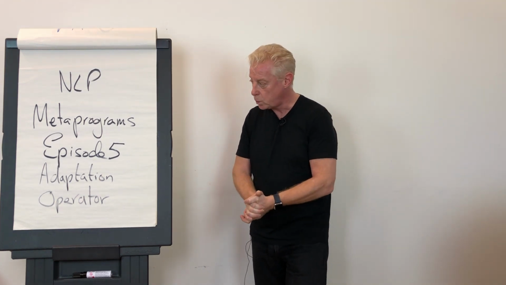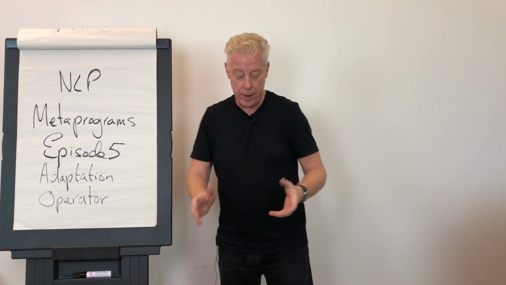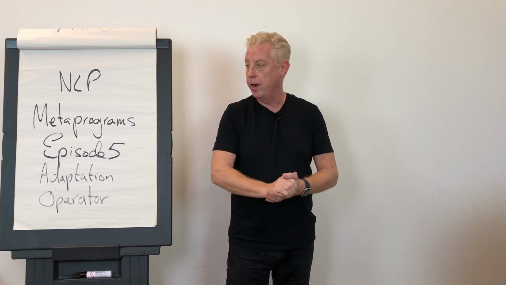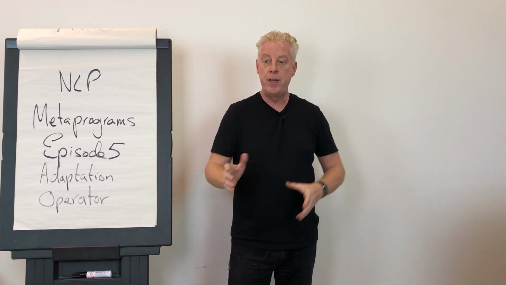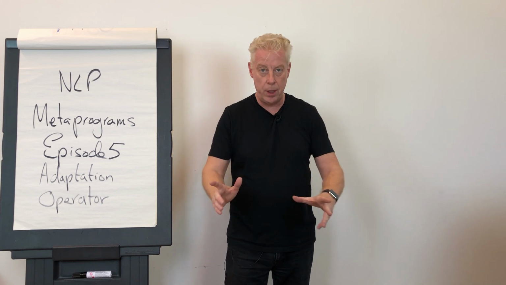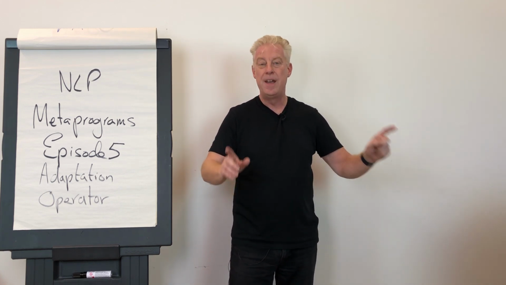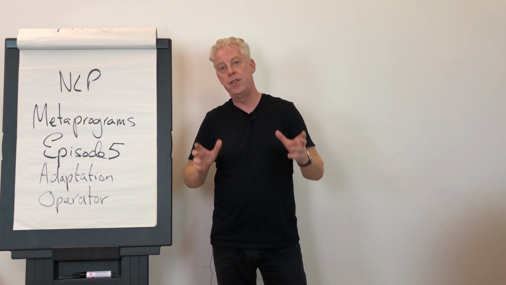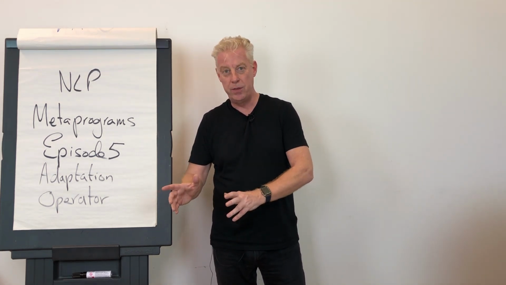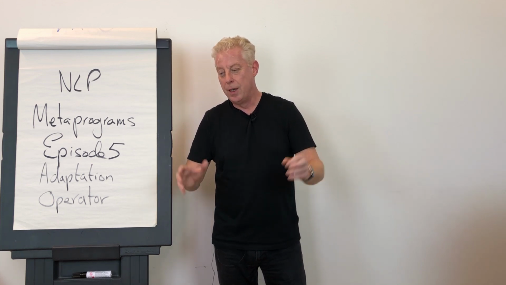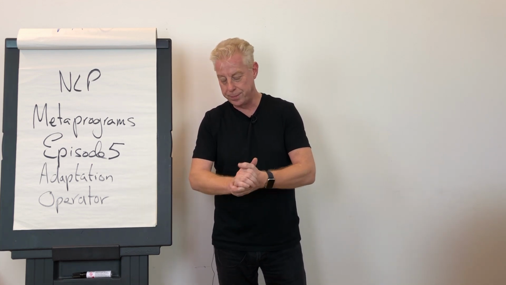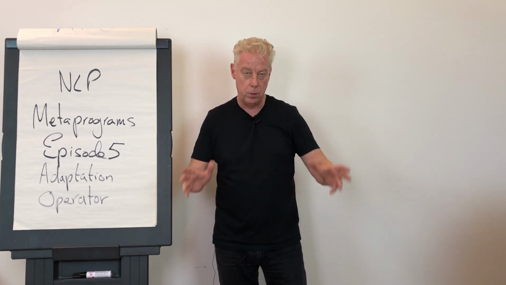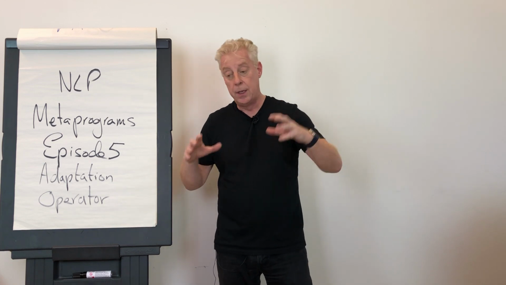Anyway, Adaptation Operator. So there are 4 basic metaprograms, which, as I mentioned in the first episode, are similar to the Myers-Briggs type indicators and not the same. The reason why they're similar is because they come from the same body of knowledge, which is Carl Jung's archetypes. You may also have come across Roger Bailey's lab profile, which also comes from the same kind of body of knowledge.